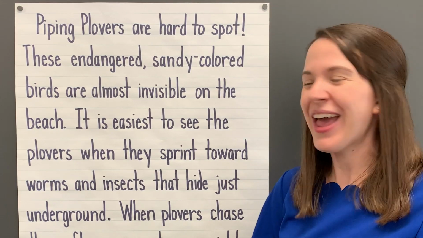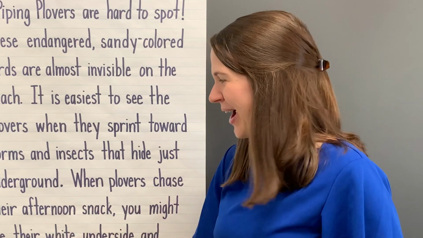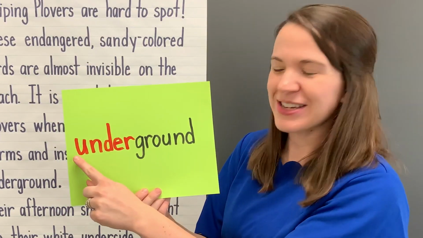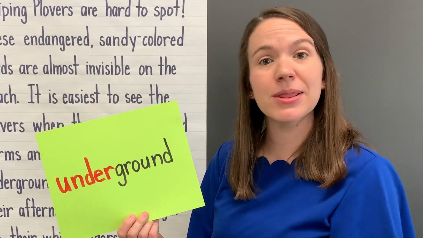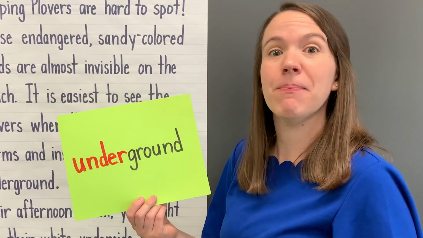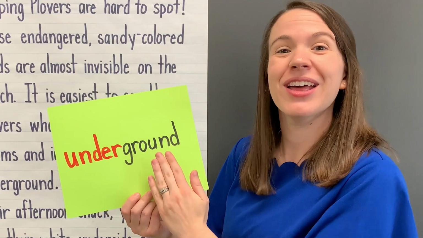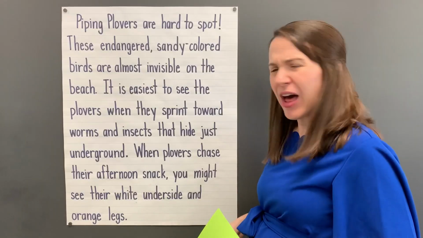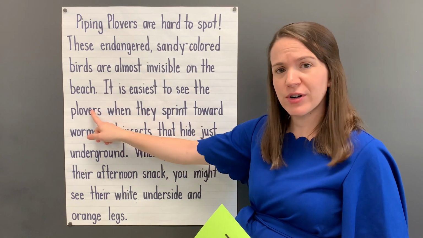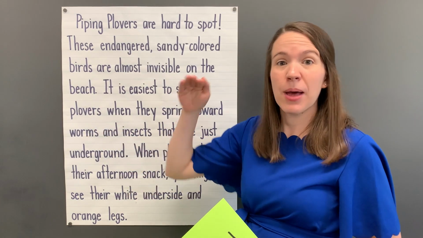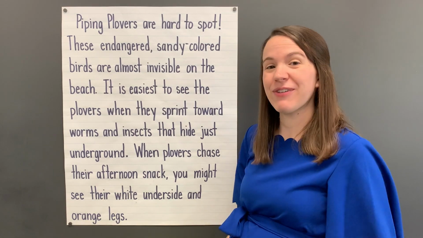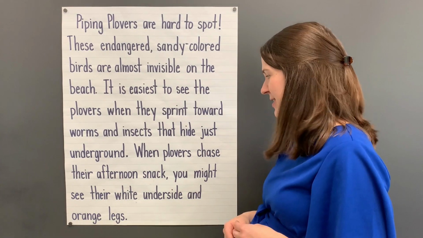Let's pause right there. I noticed a word with one of our prefixes. Did you? It's the word underground. Which prefix do you see in that word? It's the prefix under, which means below or less. So underground must mean below the ground. That helps us understand that the worms and insects that the plovers are hunting are hiding below the ground. Let's keep reading and see if we can find other words with these prefixes.